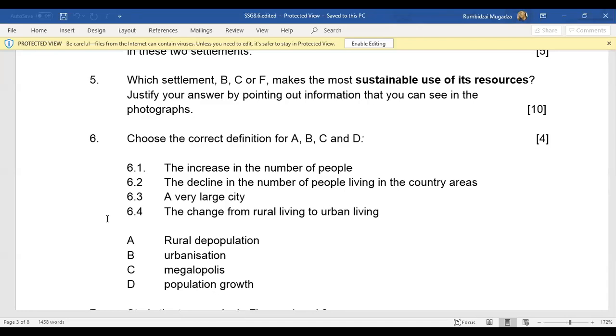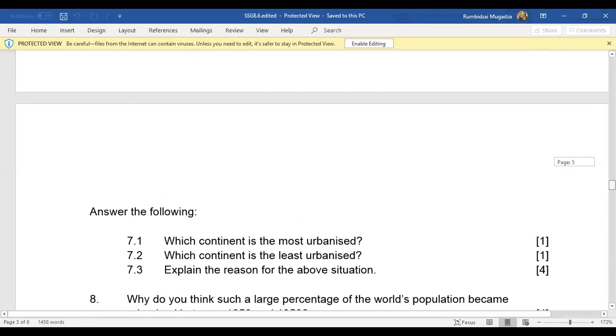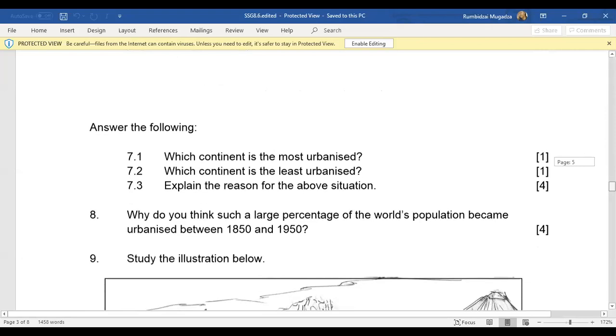6.3, a very large city. Yes, C, megalopolis. It's a very large city, okay. 6.4, the change from rural living to urban living is B, urbanization. That's correct. Well done for that. Let's try another question.